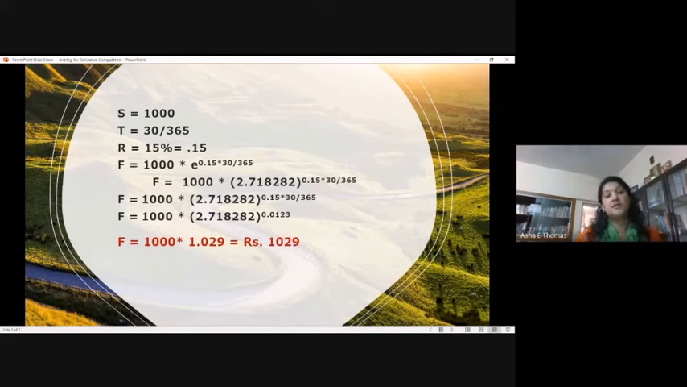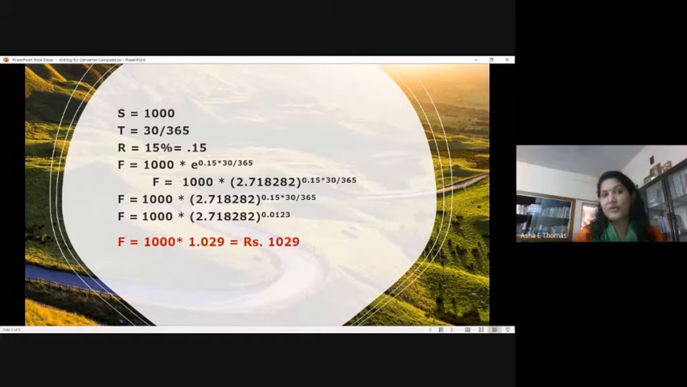Okay, this is the whole thing, right? So as per our question, the spot rate is 1,000. Time, we know that 30 days, and we assume that there are 365 days, not a leap year. So 30 by 365. Rate 15%, so we take that as 0.15, it's just converted into decimal.